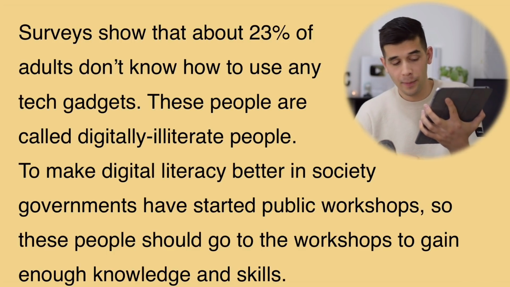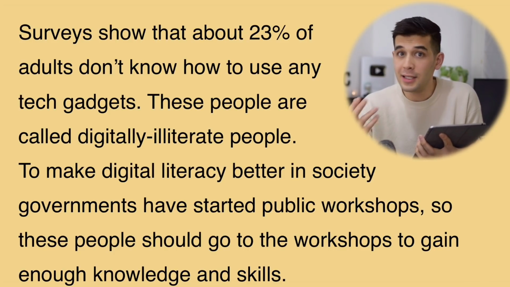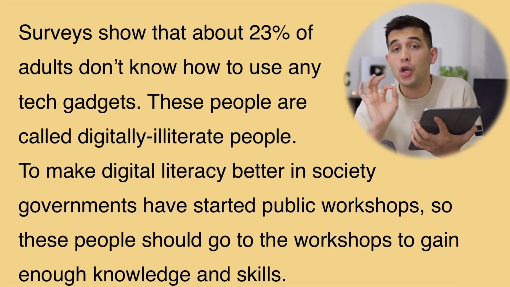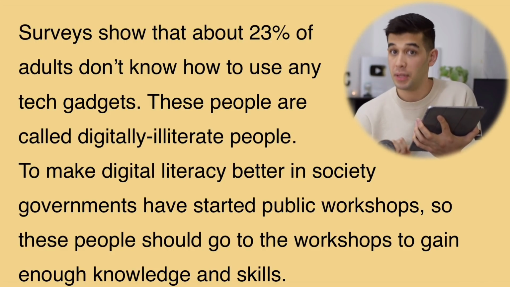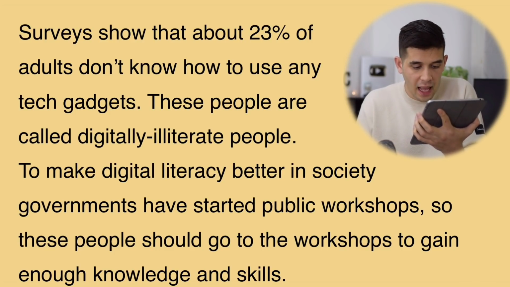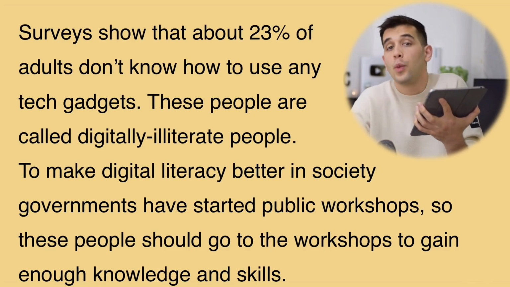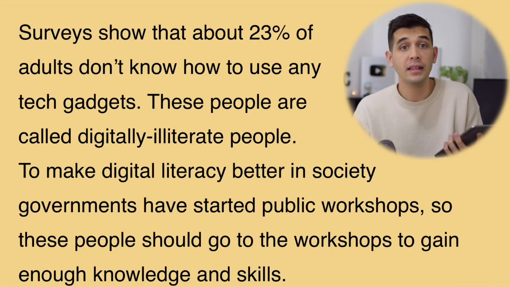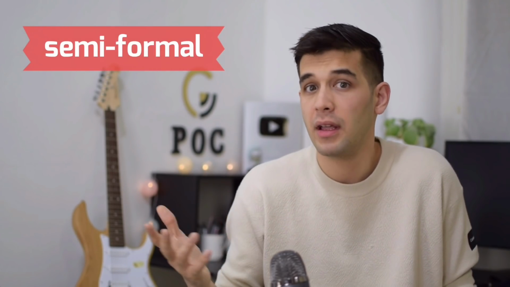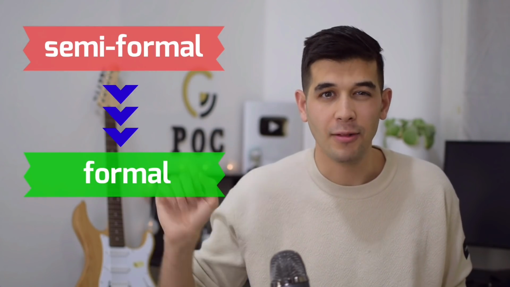And now, let's have a look at another text. Surveys show that about 23% of adults don't know how to use any tech gadgets. These people are called digitally illiterate people. To make digital literacy better in society, governments have started public workshops. So, these people should go to the workshops to gain enough knowledge and skills. Now, this text again is semi-formal. It's not very informal. But let's try to make it more formal by substituting some of its informal or not so formal words.